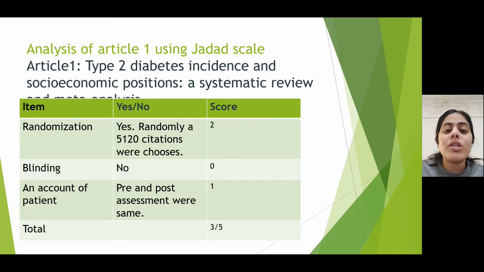Next, we are using two scales. The first one is the Jadad scale, and the second one is the PEDro scale. For article one, we are using the Jadad scale. The three main components are randomization, blinding, and account of patients. First is randomization. Yes, everything is taken randomly. There are no particular suggestions given to any other situations or citations. Blinding, no. Account of patients, yes, the patients were known about it. So the score is three, which means the Jadad scale for article one was not too good, not so bad.